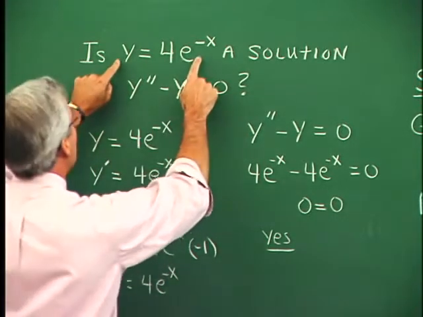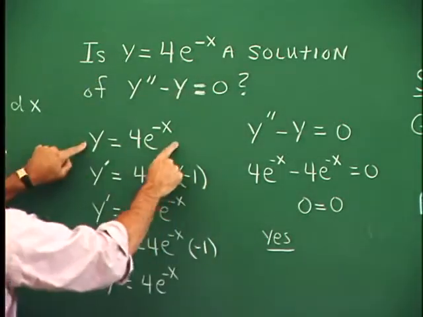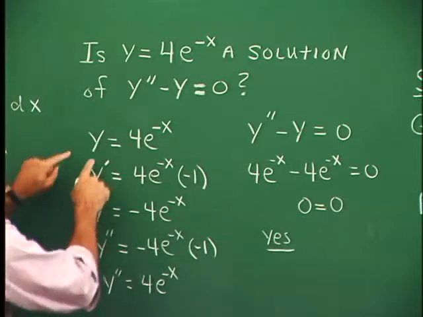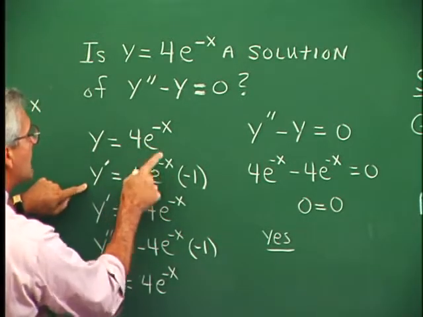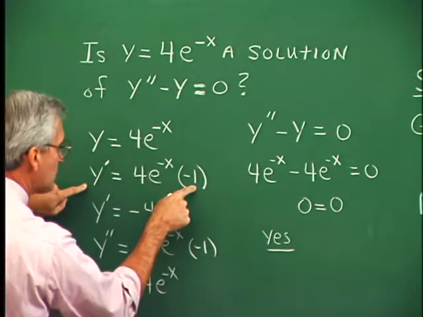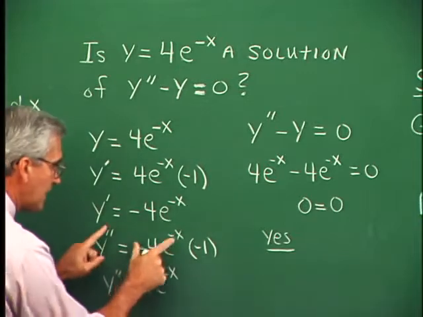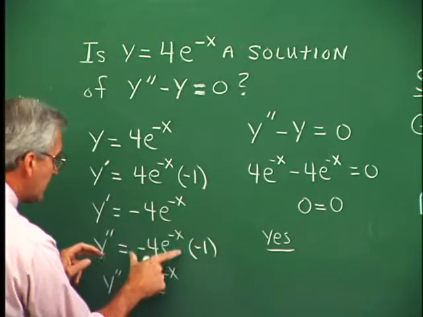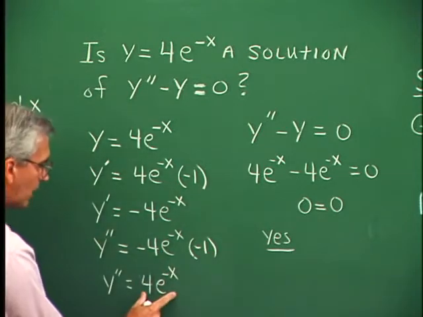All right, but at any rate, if we want to evaluate whether this is a solution to that, then what we would do is take this and find the second derivative. Well, let's see. y prime is 4e to the negative x times the derivative of the negative x, which is negative 1. So it's negative 4e to the negative x. y double prime means the derivative of this is this times the derivative of the negative x, which is negative 1. So we get 4e to the negative x.